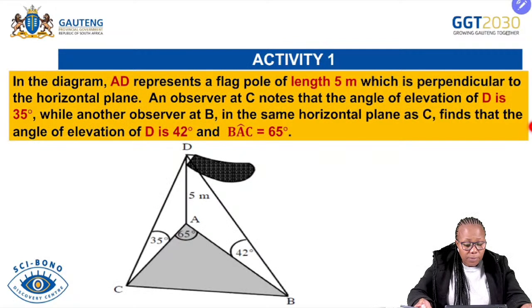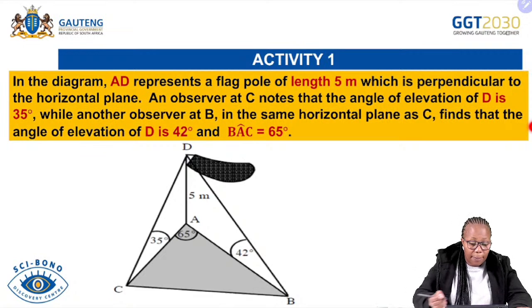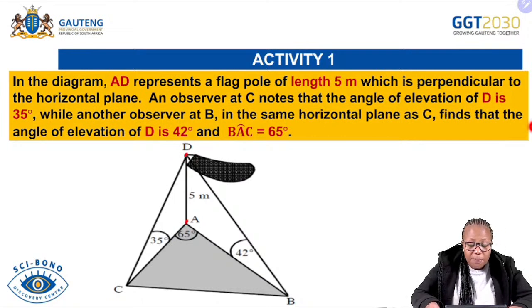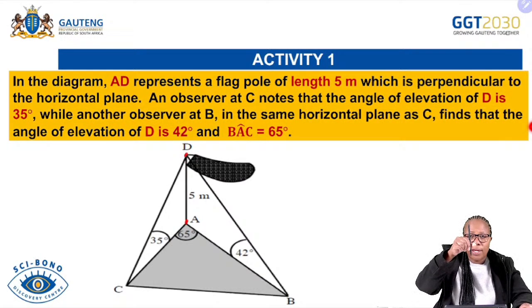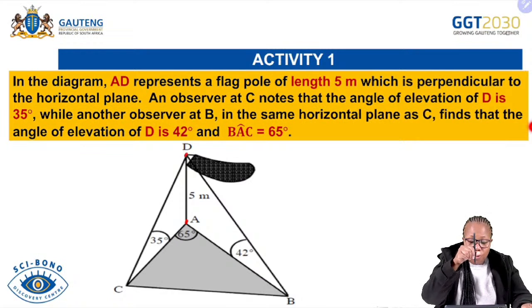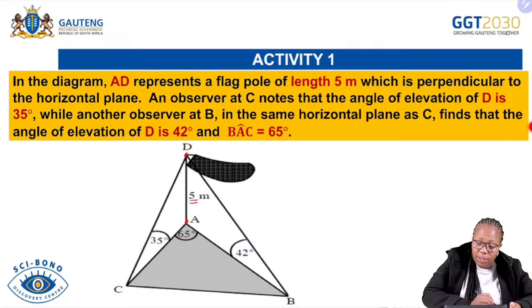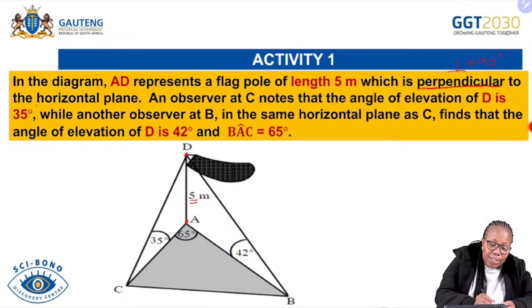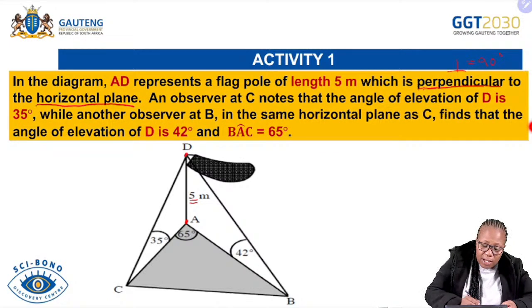Okay, let's analyze this diagram here together. In the diagram, AD is from here to there. AD represents a flagpole. It's like there's a pole there and then a flag is attached at point D. This pole is 5 meters long, and it is perpendicular. Perpendicular means 90 degrees, okay? This pole is perpendicular to the horizontal plane. Remember, I've indicated earlier on that the flat part is the horizontal plane.